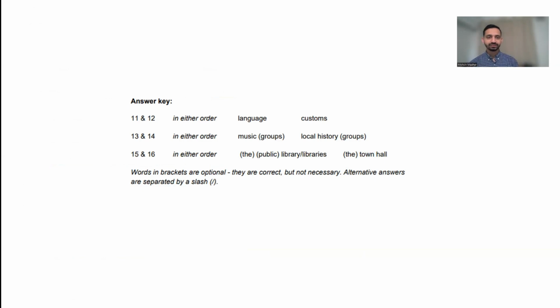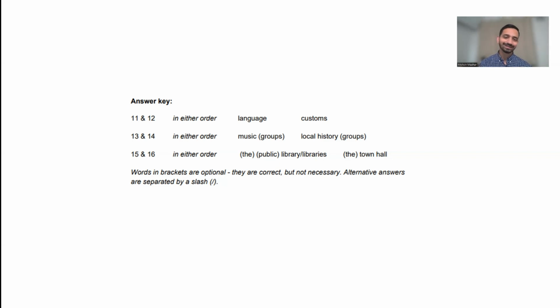All right, answers 11 to 12 in either order, language or customs. Okay, language and customs. 13 and 14 in either order, music, groups. This is optional. Obviously, you can write up to 3 words. Even if you write music, that's completely fine. Local history, you should have paid attention there. Local history, you can also write groups because you have options to write 3 words.